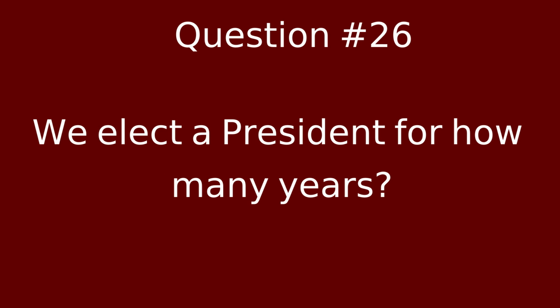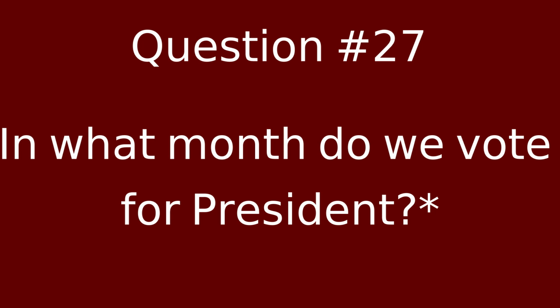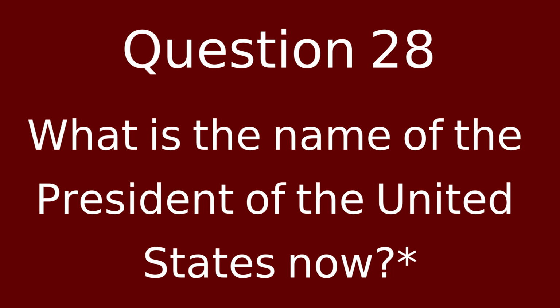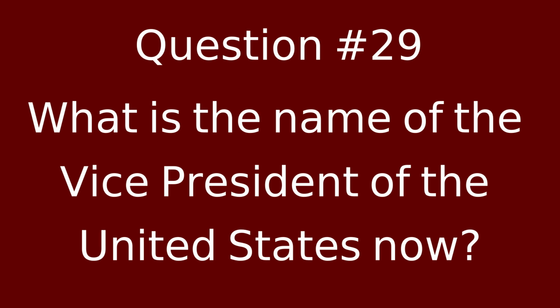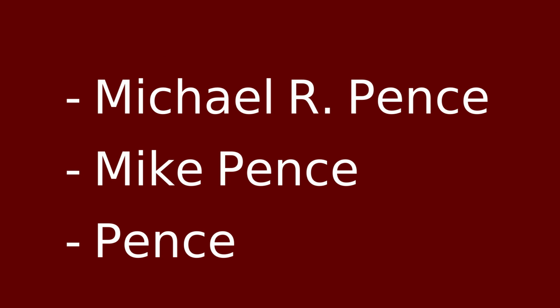We elect a president for how many years? 4. In what month do we vote for president? November. What is the name of the President of the United States now? Donald J. Trump. Donald Trump. Trump. What is the name of the Vice President of the United States now? Michael R. Pence. Mike Pence.